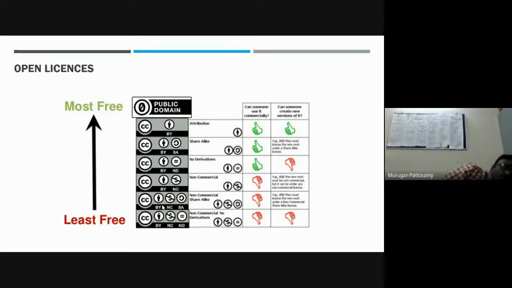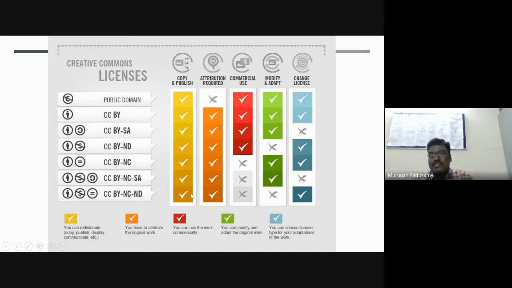So if you look at open licenses, we have close to 6 or 7 types of licenses. One is CC BY attribution. Before that, you have something called the public domain license. Then you have CC BY share alike, CC BY no derivatives, CC BY non-commercial, CC BY non-commercial and share alike, then CC BY non-commercial and no derivatives. Now we'll have some discussion about these particular licensing categories.